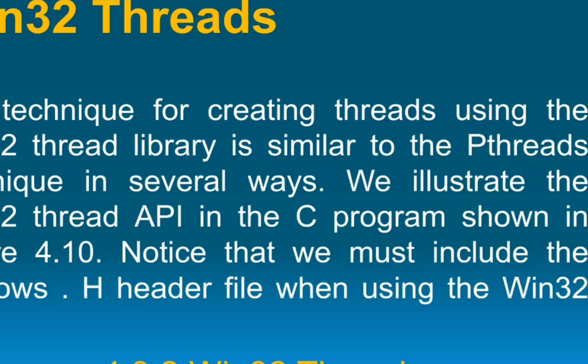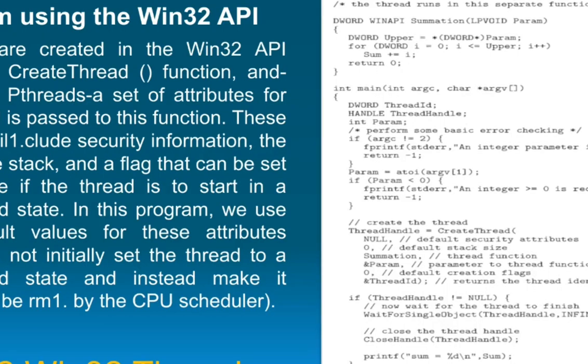In Win32 threads, the technique for creating threads using the Win32 thread library is similar to the pthreads technique in several ways. We illustrate the Win32 thread API in the C program shown in figure 4.10. Notice that we must include the windows.h header file when using the Win32 API. In figure 4.10, a multi-threaded C program using the Win32 API.